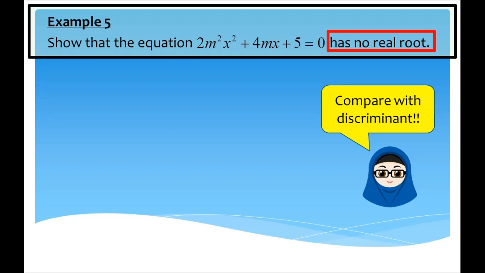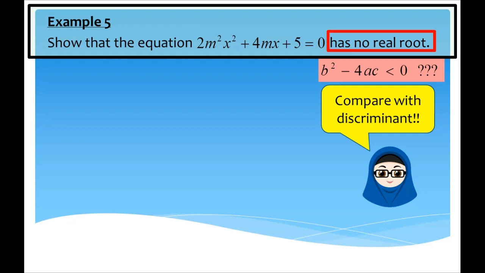As I told you before, the types of root based on the discriminant, we have how many? 3. Yes, 3. So we have less than 0, equal to 0 and greater than 0. If the conclusion is no real root, which condition of the discriminant do we talk about? Yep, it is b squared minus 4ac less than 0.